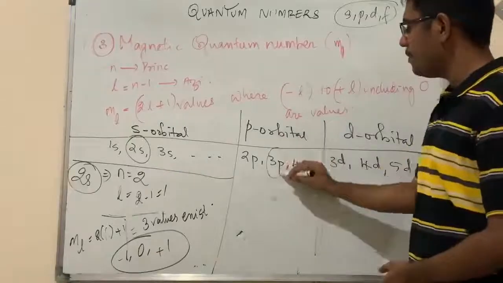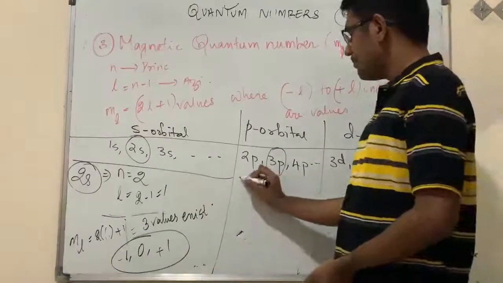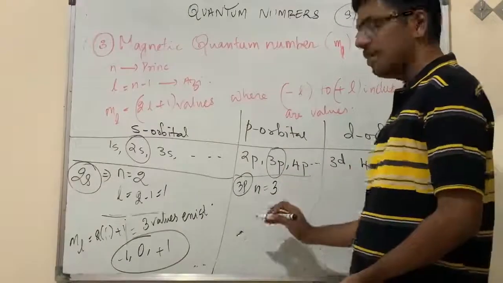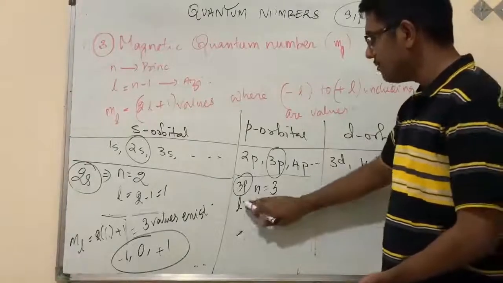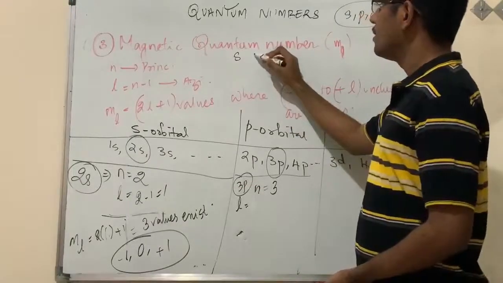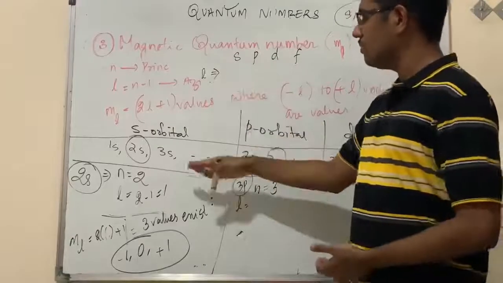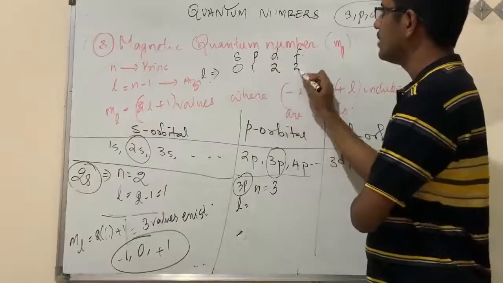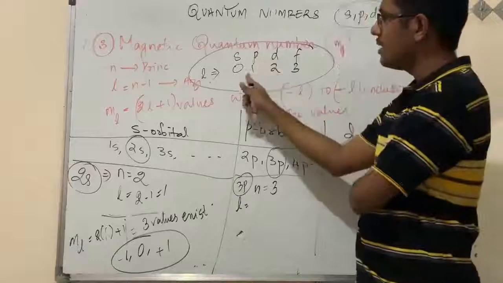Now let us see another orbital, the 3p orbital. You can choose 2p, 3p or 4p; I just consider 3p as an example. For 3p orbital, the principal quantum number n equal to 3. Whereas the number of ML values is 2L plus 1. Instead of calculating like this indirectly, always remember these values. S orbital, P orbital, D orbital, F orbital have L values 0, 1, 2, 3. These are the fixed L values, be it 1s, 2s or any s. S orbital, L equal to 0.